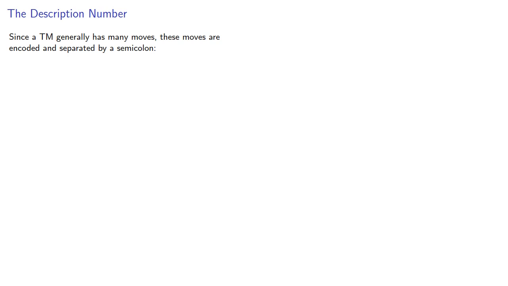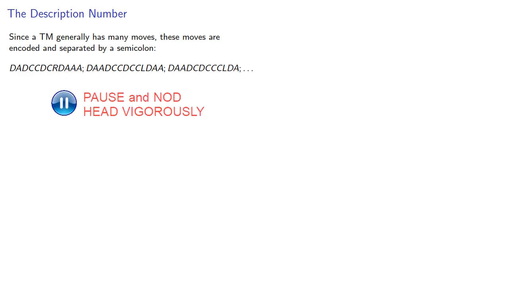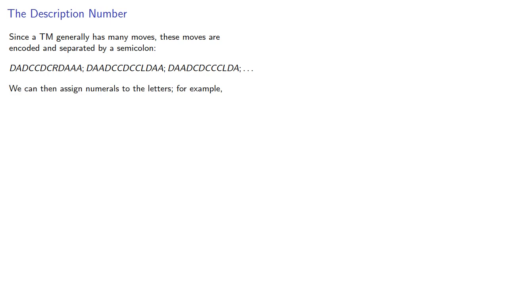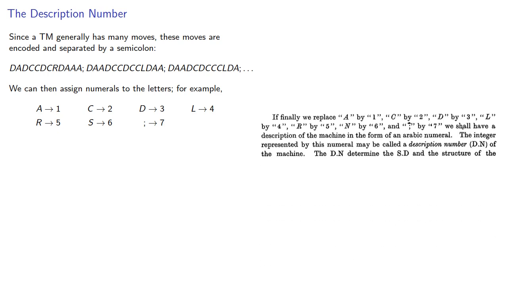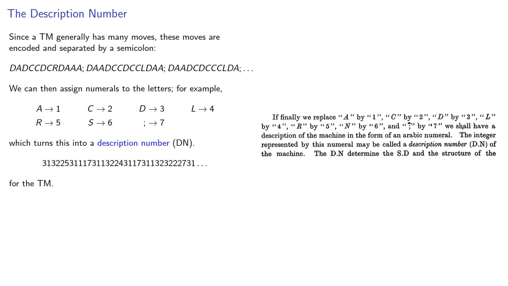Now, since a Turing machine generally has many moves, these moves are all encoded, and each move will be separated by a semicolon. We can then assign numerals to the letters. For example, we might say A is 1, C is 2, D is 3, and so on. This is actually Turing's original assignments, which turns our description of the Turing machine into a description number for the Turing machine.